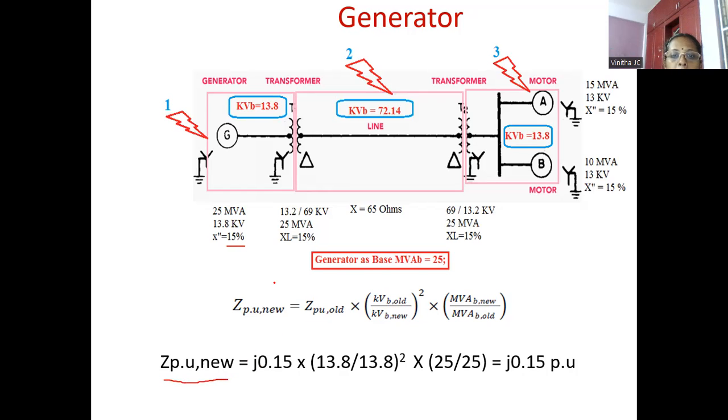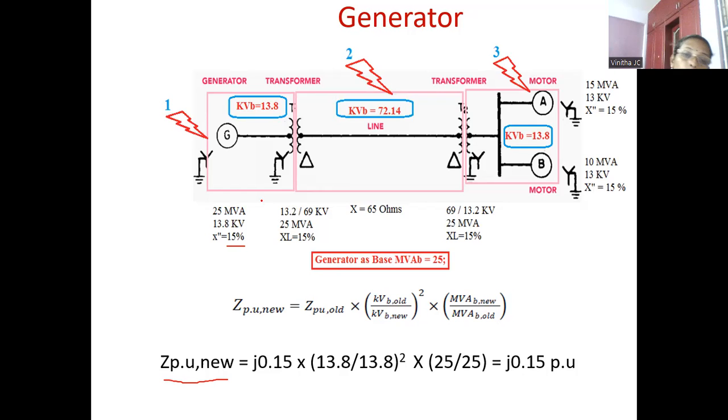So what is Z per unit old for the generator? It is 15%, so it is nothing but j0.15. Why is it j0.15? Because it is reactance. Z is equal to R plus jX. Since the value of R is equal to 0, no need to substitute the value of R. So the reactance value is nothing but j0.15. Percentage means 0.15, into kVB old by new.